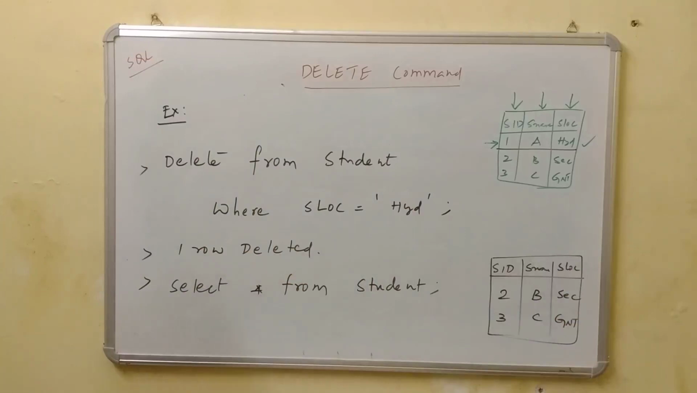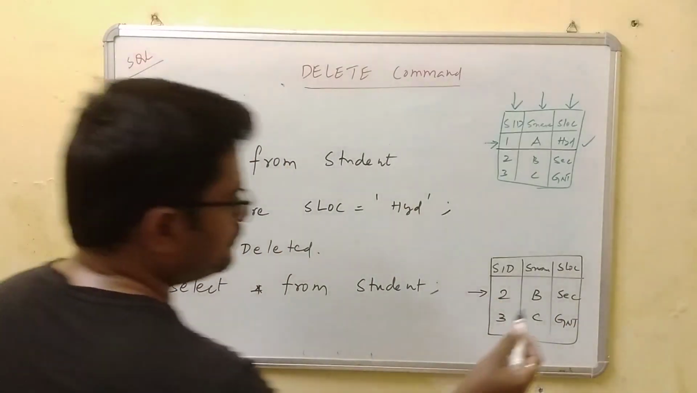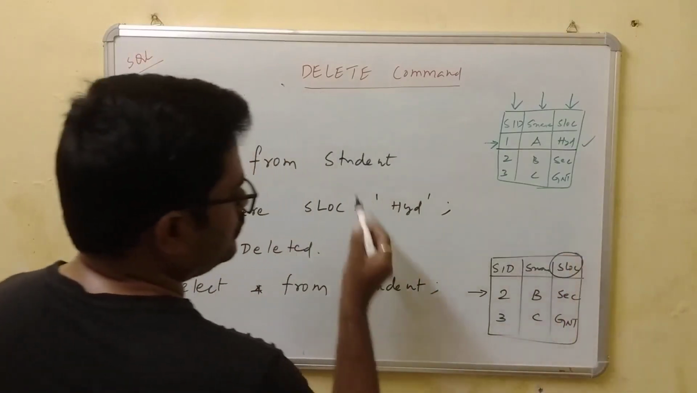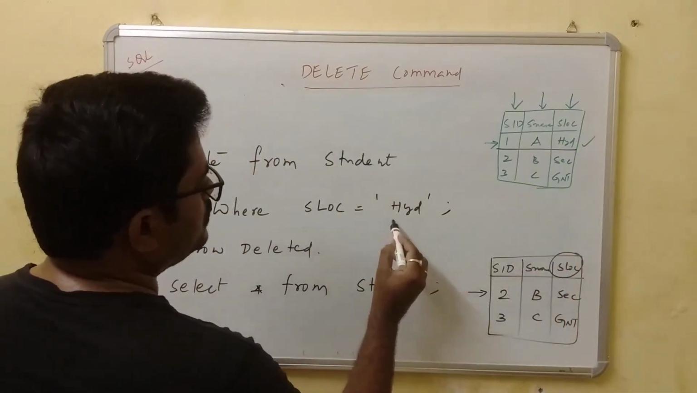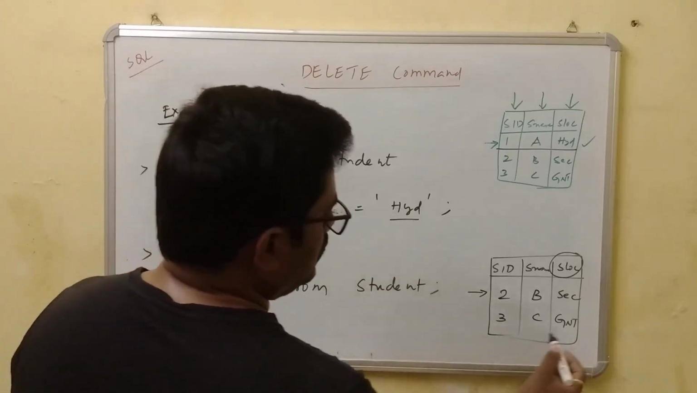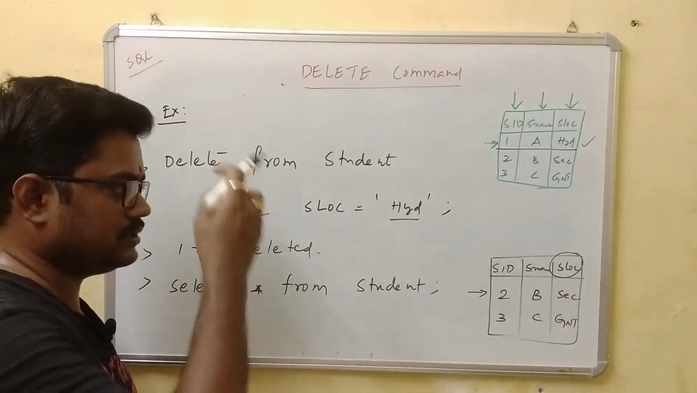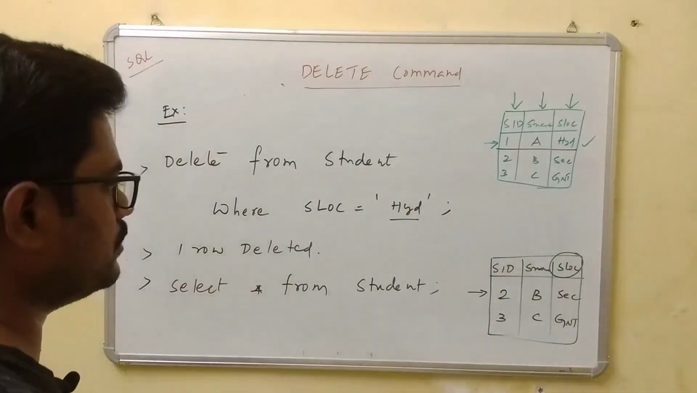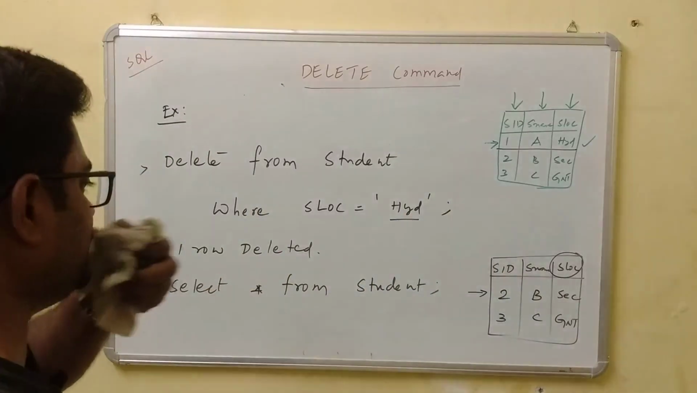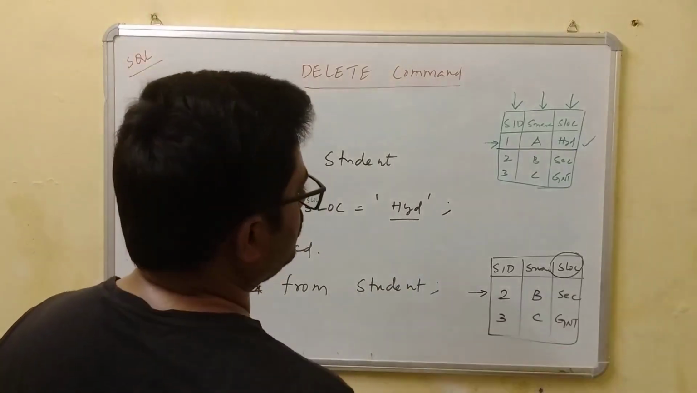So this is how we are going to work on deleting row by row, record by record. If you want to delete the record by specifying the location, we can type here, instead of Hyderabad, Secunderabad. And in the same way, for example in this table, if 5 records or 10 records are available with the location Secunderabad, all 10 records are going to be deleted.